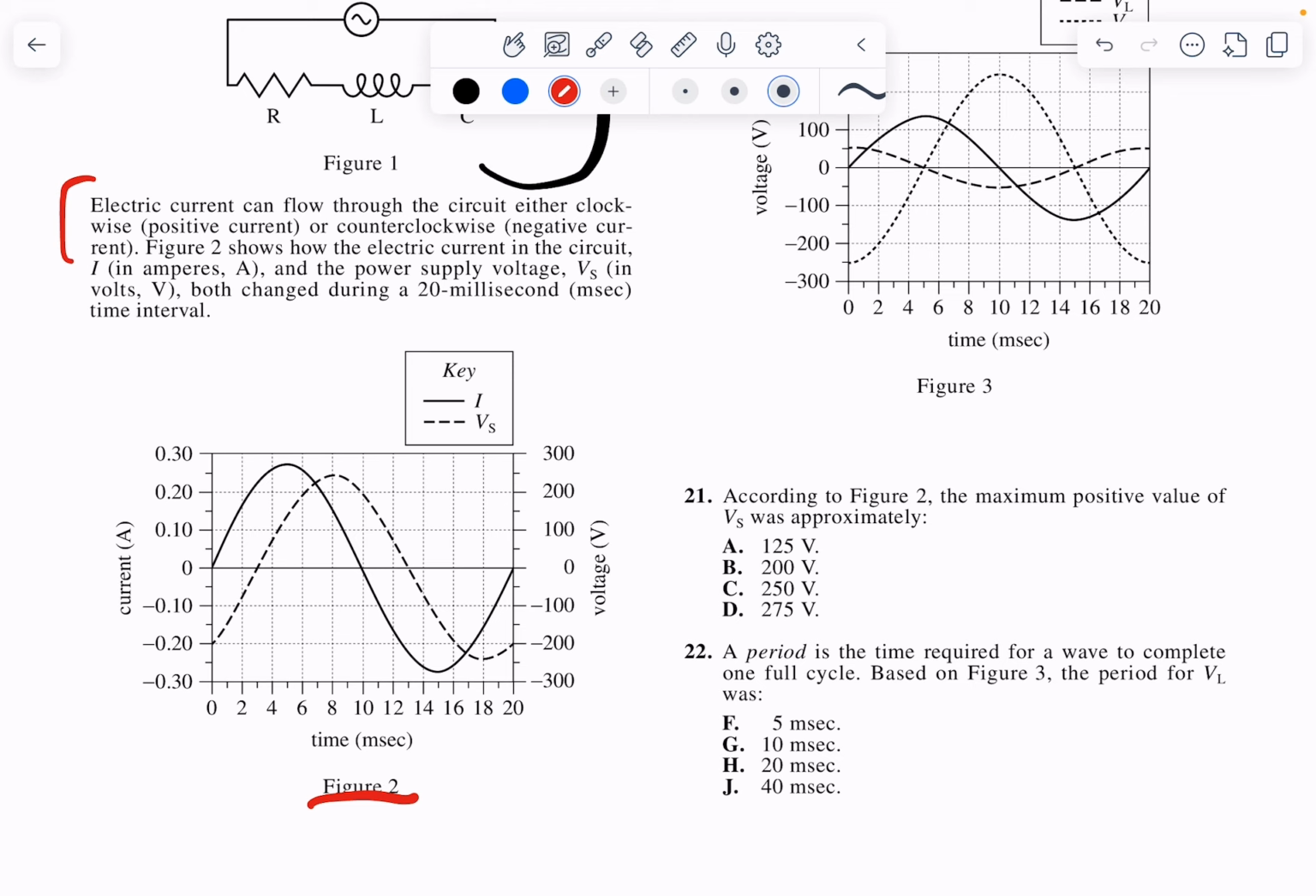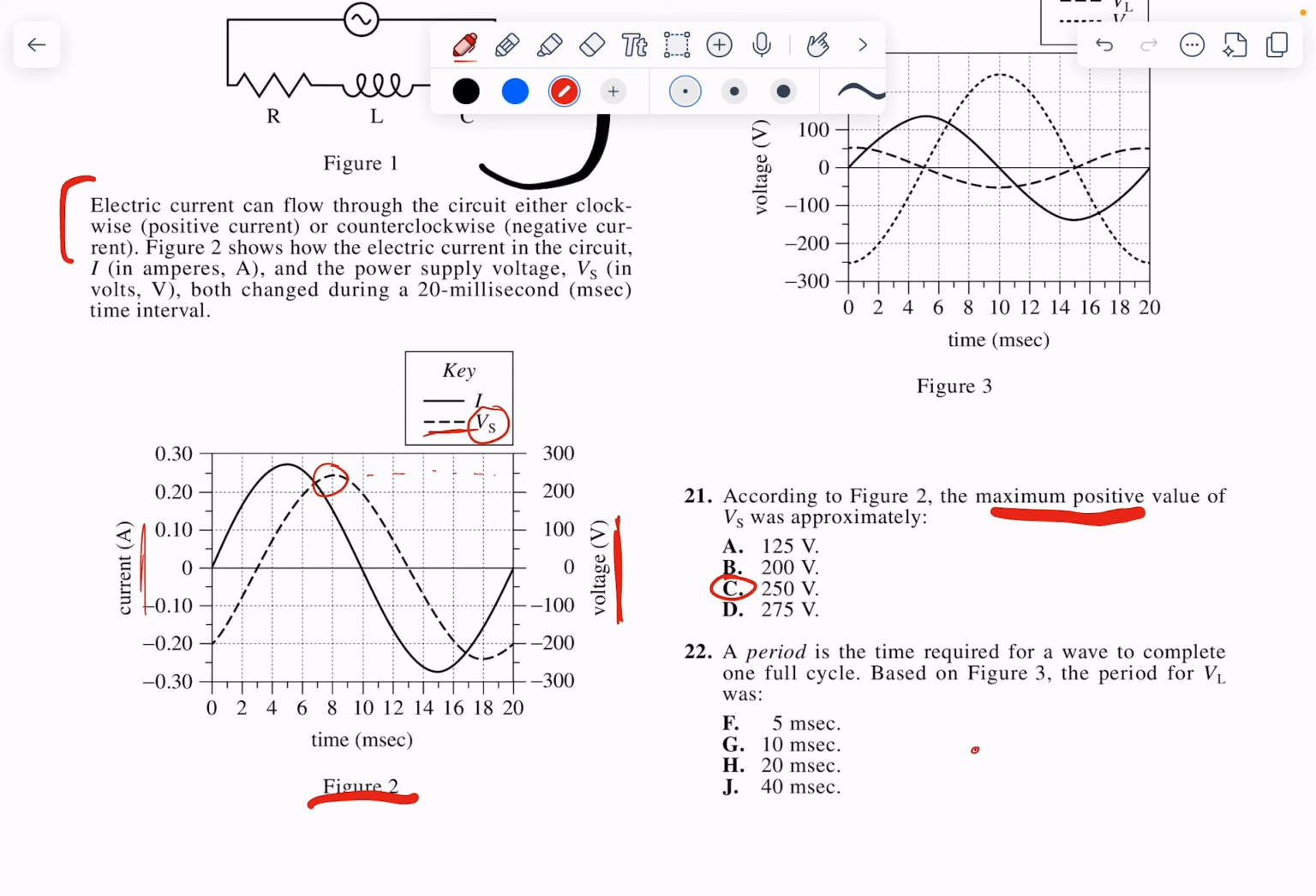So this one, all it wants to know though, is what is the maximum positive value of V sub S, which V sub S is this lovely dotted line. And so we just come right here and we say, okay, well, there's the maximum value, which for V, we're looking at this side, which has volts, not this side, which has amps. And we come across here, that's about 250, so C is going to be our answer. 250 volts.